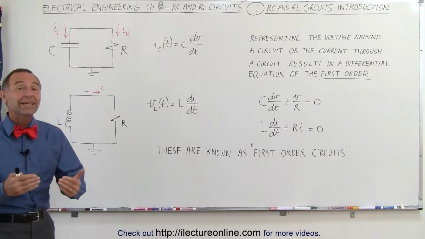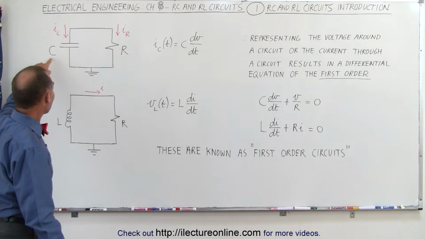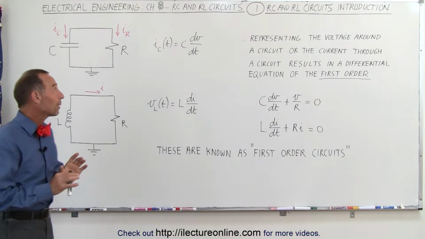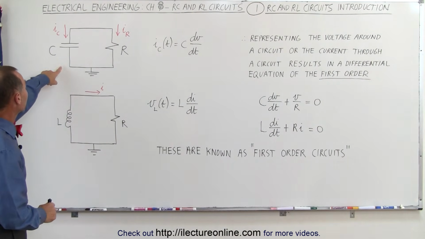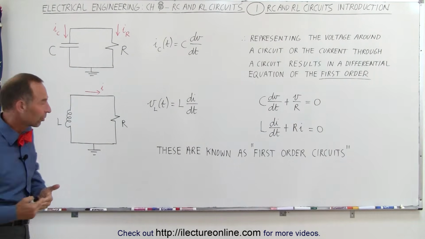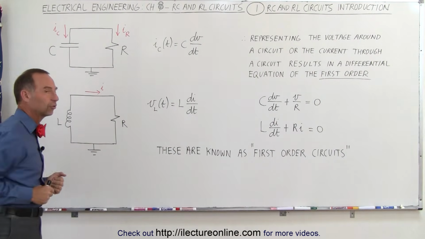Now, what are RC and RL circuits? The R stands for resistance, the C stands for capacitance, and the L stands for inductance. Notice here we have two examples. One circuit has a capacitor and a resistor, so we call that an RC circuit. And here we have an inductor and a resistor, we call that an RL circuit.